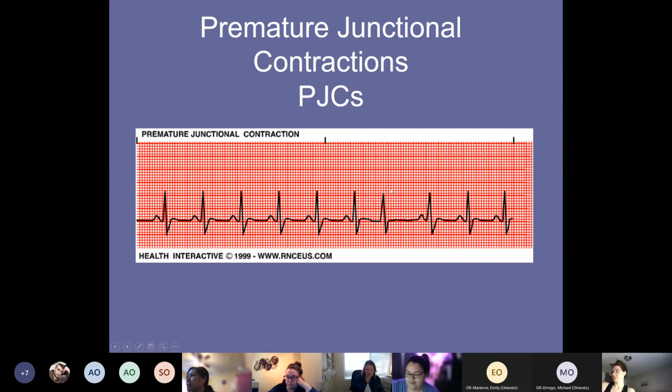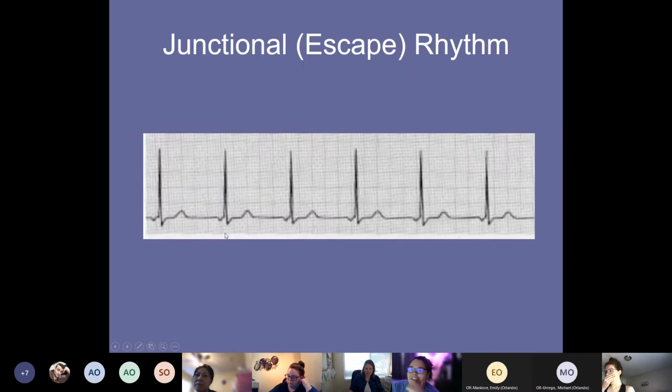This nice strip is wearing an earring. It's called a PJC. I remember it like that.